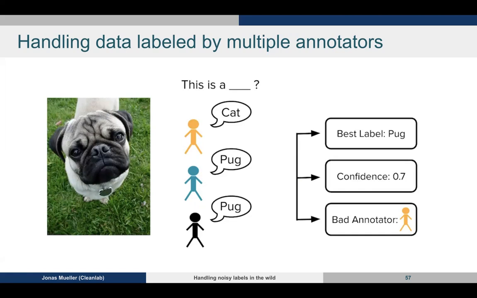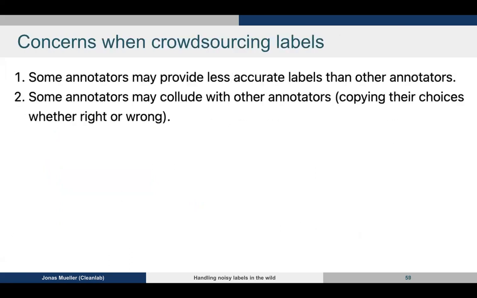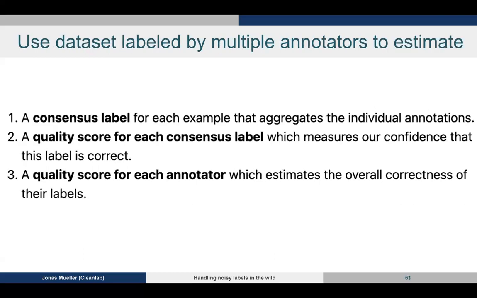How confident am I the consensus label is correct? And you might also be interested in discovering which annotators are doing well versus not doing well. And I'll probably skip through notation given we're low on time. But obviously in such data, some annotators are providing less accurate labels than other annotators.